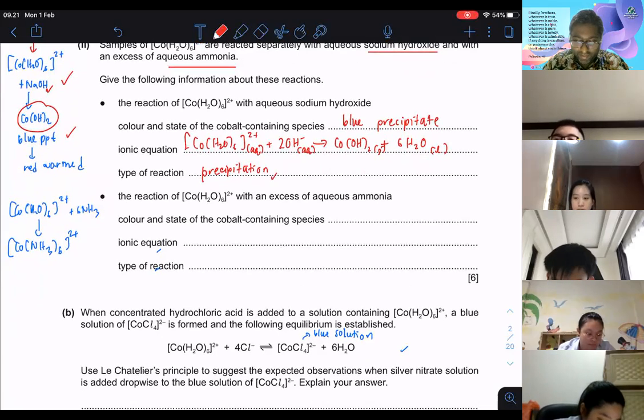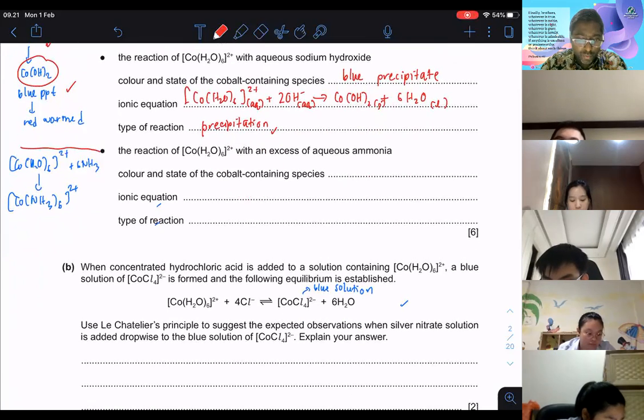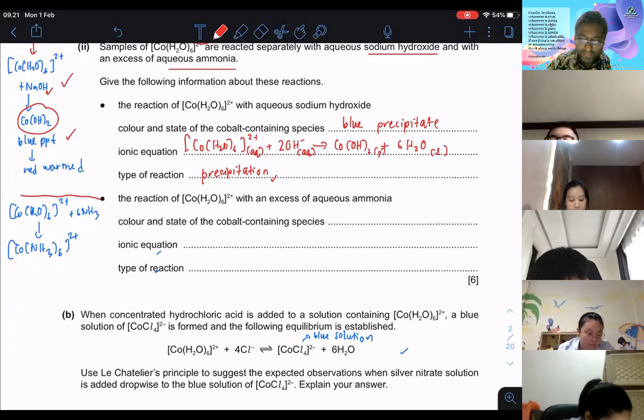Now the reaction with excess aqueous ammonia. If you have excess ammonia, all the ammonia ligands will replace the water ligands. So the color that you are going to observe is a blue solution. It's not going to be a precipitate. Please remember this: it's going to be a blue solution.